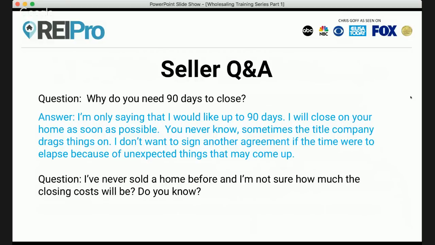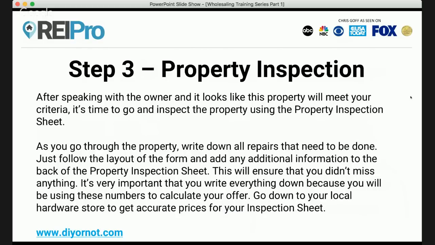I've never sold a home before, and I'm not sure how much closing costs will be. Do you know? It's usually up to 3% of the purchase price. Very simple. Now, this could also be used for negotiations where, oh, I don't know, 3%. That's where you could always come back and negotiate. Well, how about if I pay for the closing costs at this number? And depending on where you live, closing costs may not be all that expensive, unless you're in like California or something.